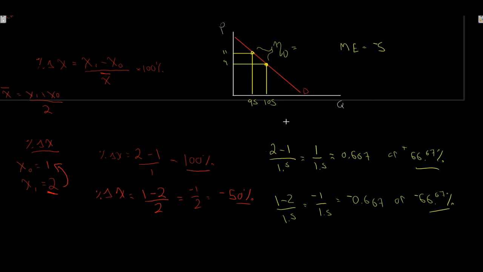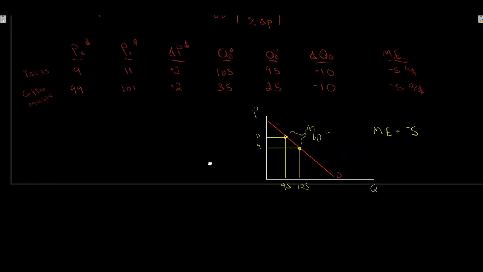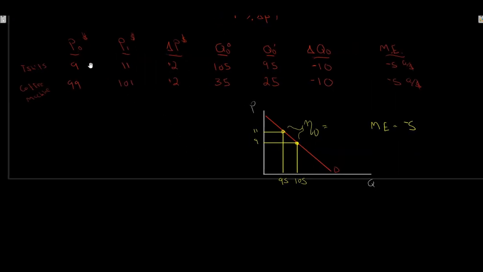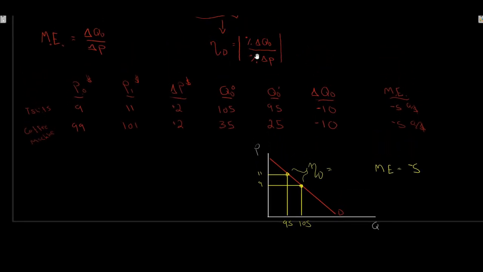So let's take a look at working that through. Let's just make some room here. Okay, so we want to find the percent change of our price. We want to find the percent change in our quantity demanded so we can work out this elasticity formula. You'll notice we have this absolute value here. That's because we know this is going to be negative.